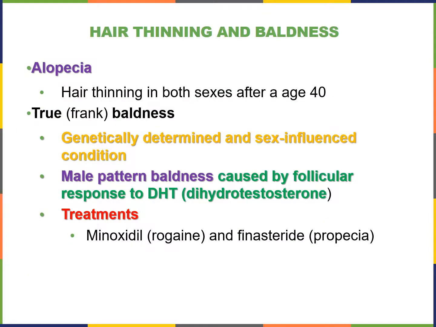Hair thinning and baldness then. We have alopecia, that's hair thinning in both sexes after age 40, usually because of nutritional reasons, and we just start to wear out. Now, true frank baldness is genetically determined and is a sex-influenced condition. Male pattern baldness is caused by follicular response to dihydrotestosterone. Treatment now is with Rogaine, minoxidil.